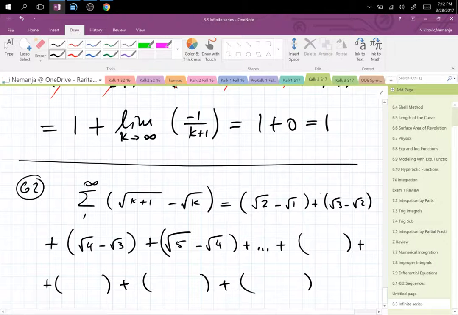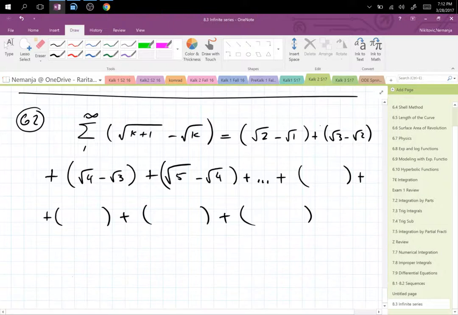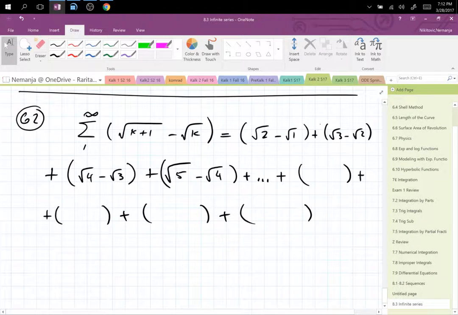So we are going to do the same thing as before. We are going to start with whatever the counter tells us to start. In this case it is 1, and keep plugging in. 1 plus 1 is 2, so root 2 minus root 1. The next term, this changes into a 2, so 2 plus 1 is 3, and then a 2. The next changes into a 3, 3 plus 1 is 4, and then 3, 5, and 4, and so on.